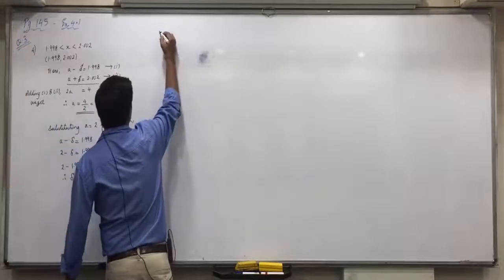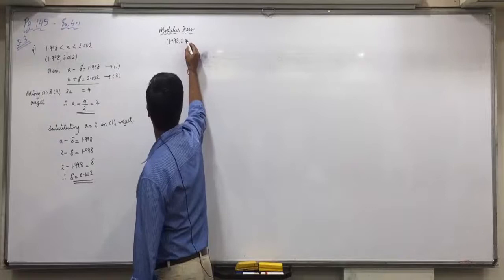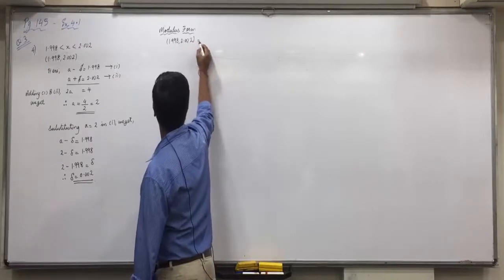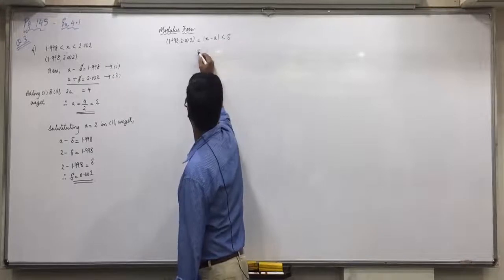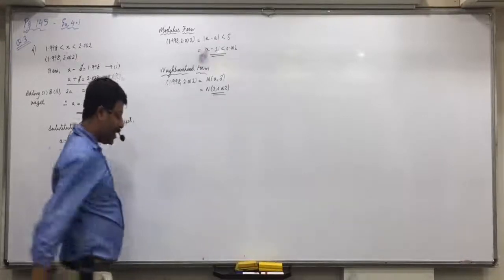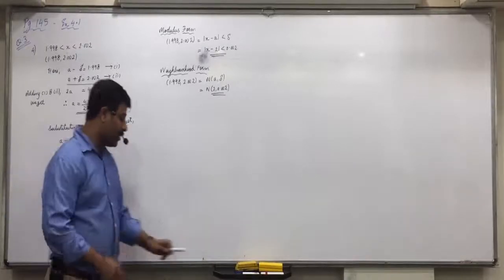Now, modulus form: first of all, 1.998, 2.002 equals modulus x minus a less than delta. So, is everyone clear with this, how to obtain the modulus and neighborhood form from interval form?